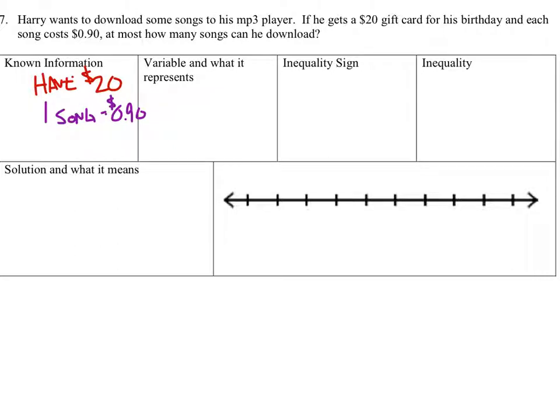And we want to know how many songs he can download. So x will be the number of songs that he can download. So the inequality will include how much he has compared to how much he will spend. And he can't spend more than he has, so the have has to be eaten by the inequality sign. Of course, he could spend all of it if he wants to.